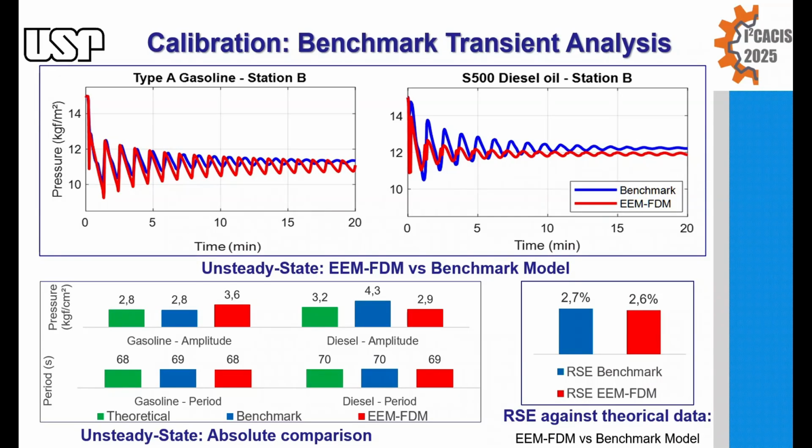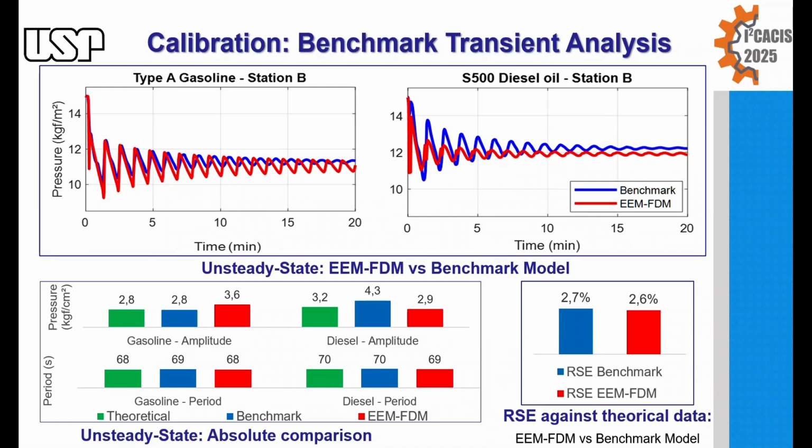In this final calibration step, the model was subjected to more severe transient scenarios, including pump shutdown followed by valve closure at both pipeline ends. The upper plots show the pressure transient at station B. We observe good agreement in the oscillation period, as shown in the absolute values bar graph left below. However, this graph also shows a divergence in the amplitude as discussed in the paper.